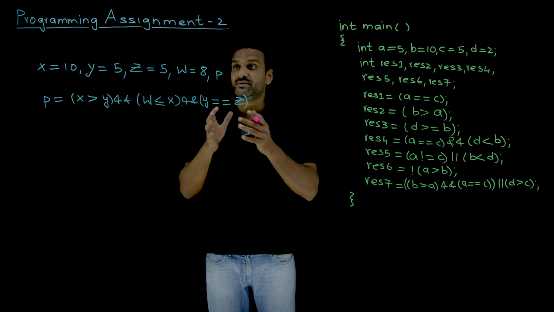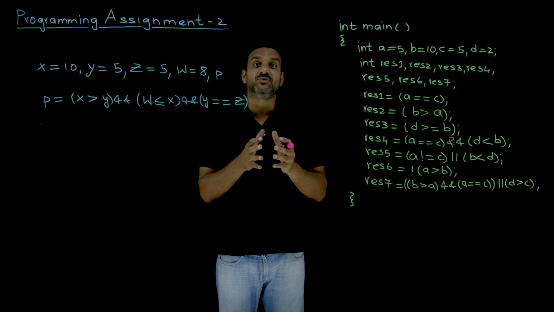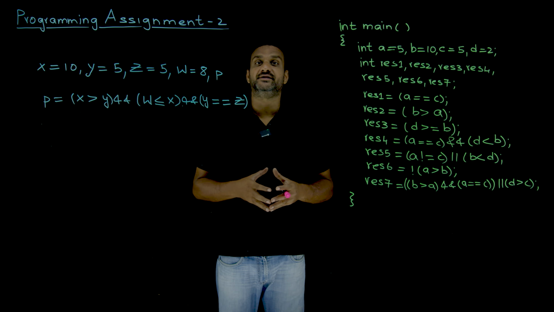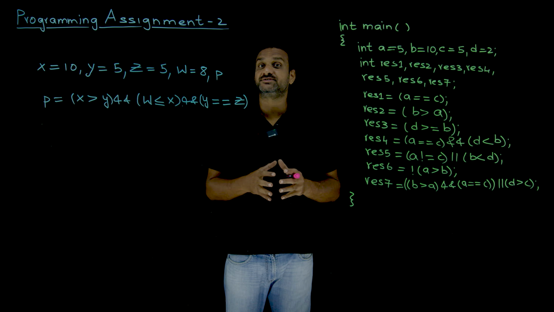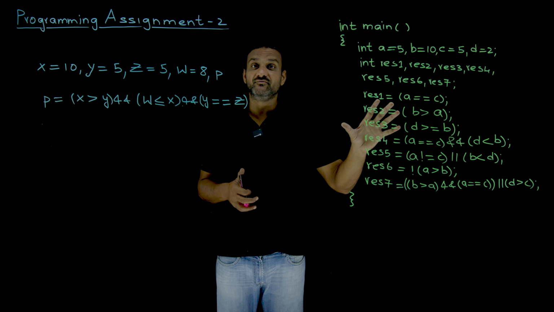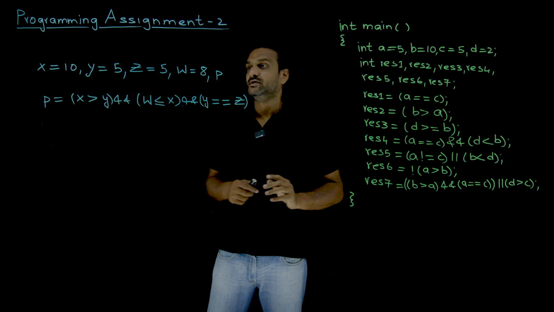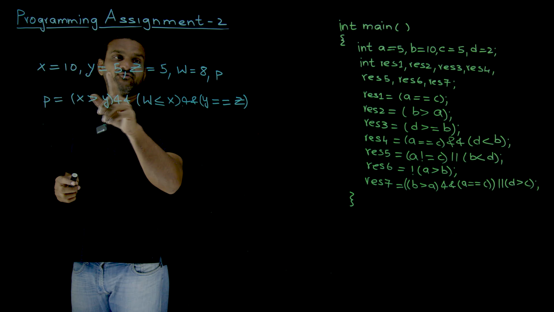So this is our programming assignment 2, and this programming assignment is completely based upon relational and logical operators. So let's try to solve this programming assignment. Before going into this program, we'll just have a simple example and try to solve it. So here we have taken 4 variables.